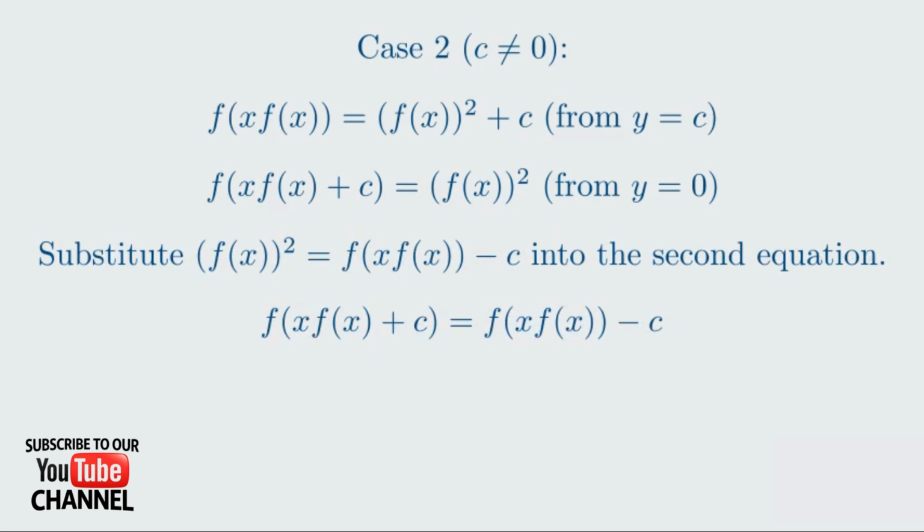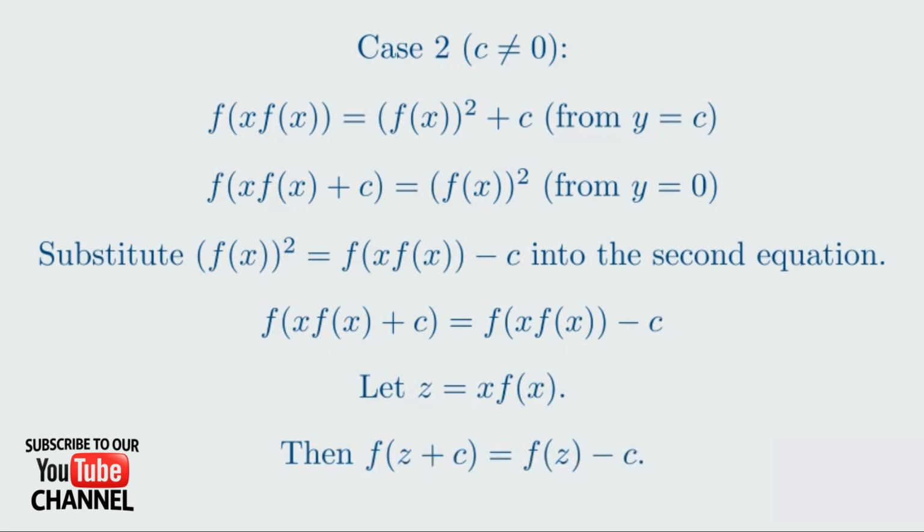Let's define a new variable to simplify this. Let's say z equals x times f of x. With this substitution, our equation becomes f of z plus c equals f of z minus c. This must hold for all values of z that can be expressed as x times f of x. Is this a valid relationship?